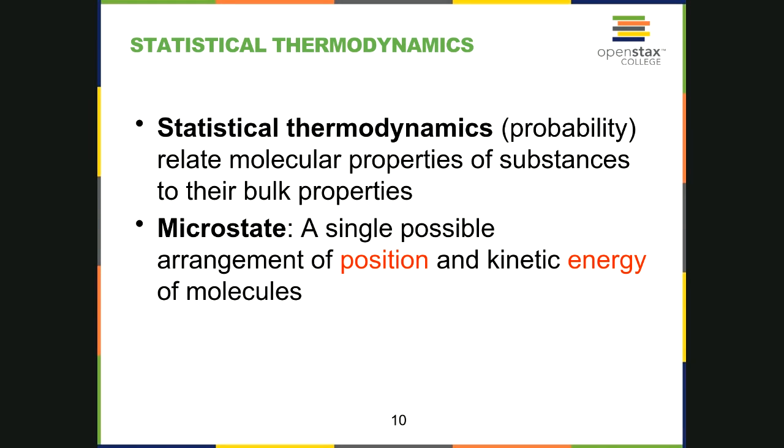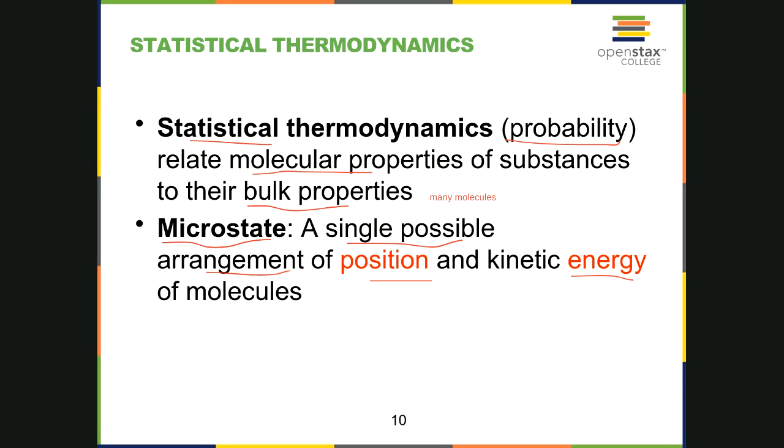It's the internet. Anyway, statistical thermodynamics. This connects properties at the molecular level with properties at the bulk level. Bulk means many molecules. And then the next part of this is microstates. That's a combination of the position of the molecule and its energy.